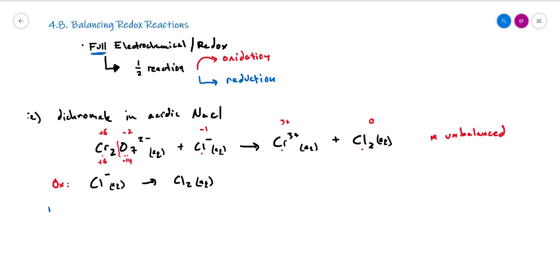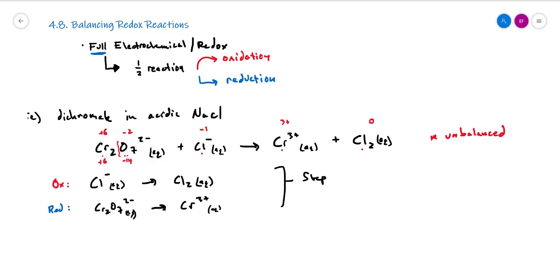So let's write out the reduction reaction then, which we just already identified. That's going to be the dichromate ion, Cr2O7 2 minus, that gets reduced to chromium 3 plus, both of these aqueous. Okay, so that's the first step.